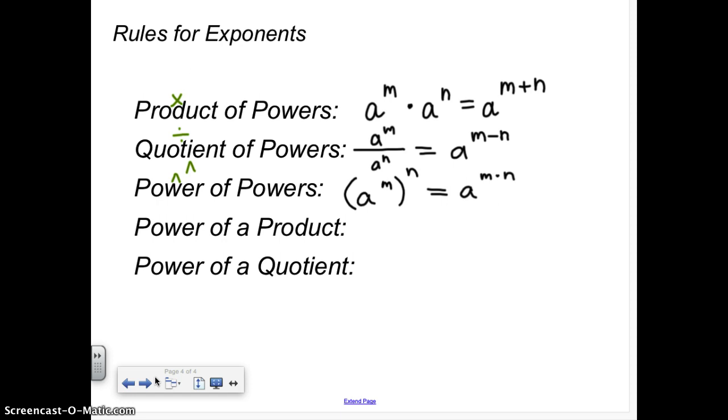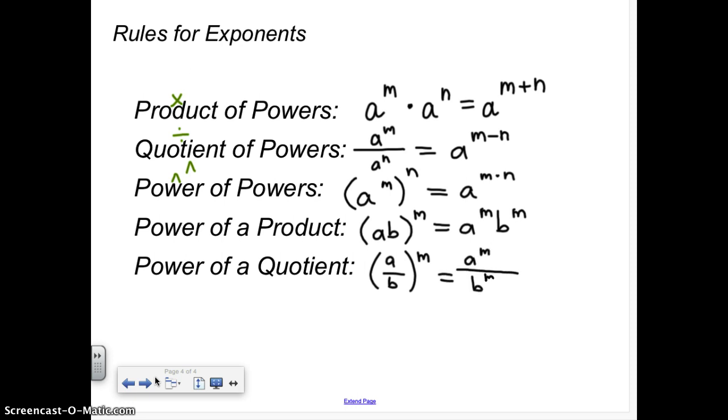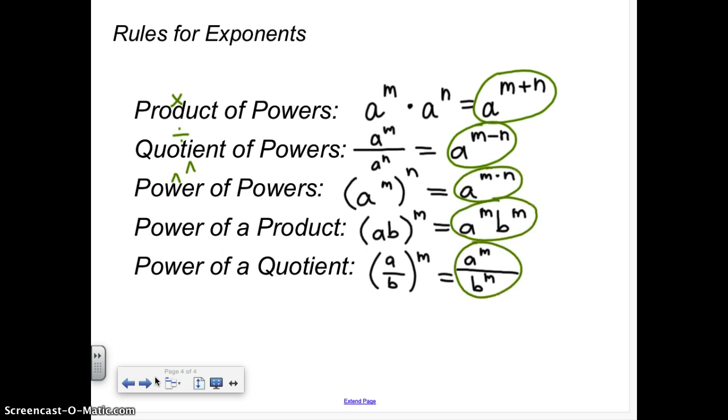Okay? Power of a product. So I got two things being multiplied and then raised. So now I got AB raised to the m. That means A is raised to the power of m and B is raised to the power of m. I know you've seen these notes before. And then the power of a quotient. A over B raised to the m is a to the m over b to the m. Okay? These are the key rules you've seen before.